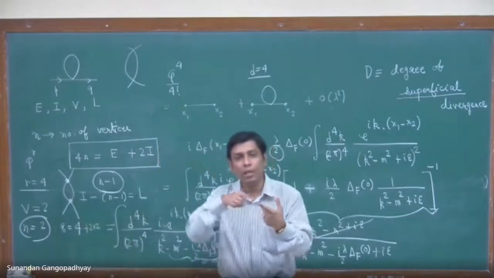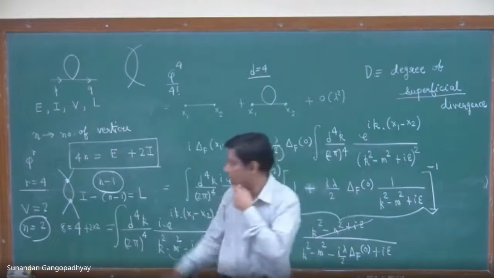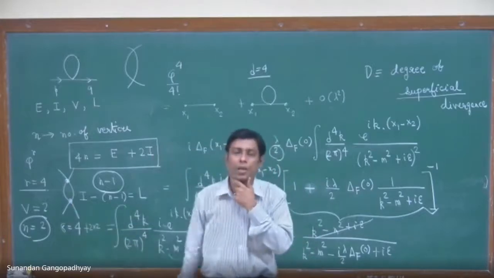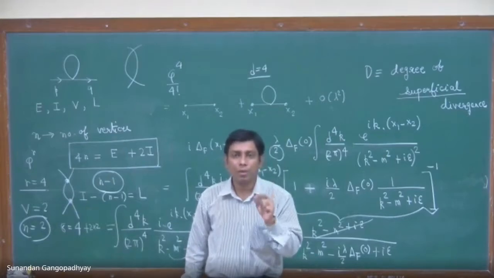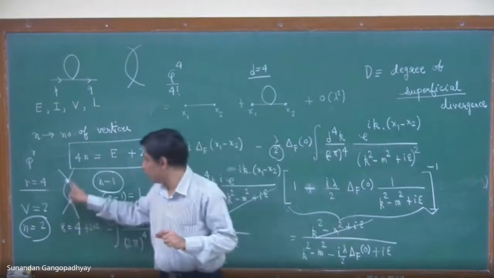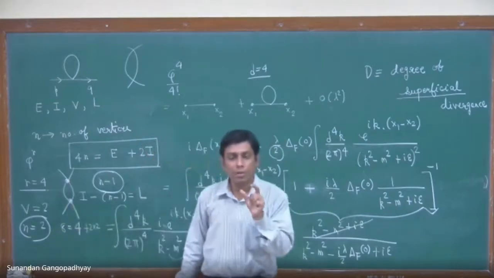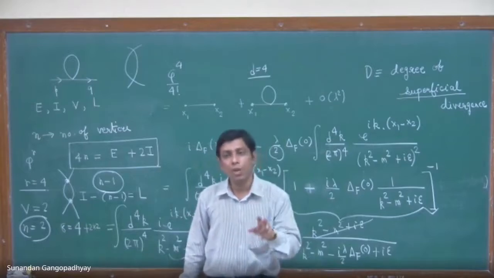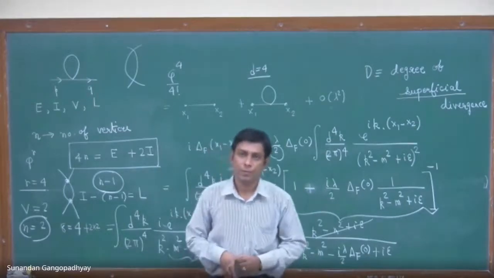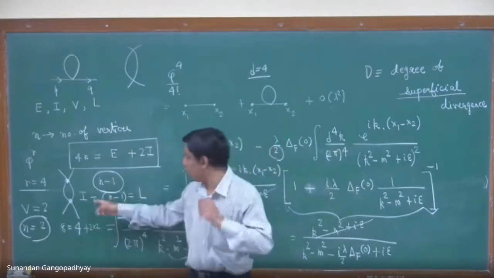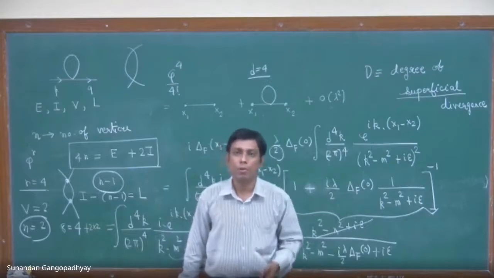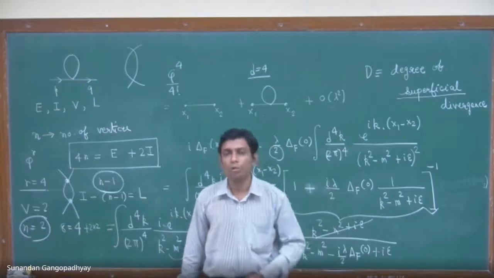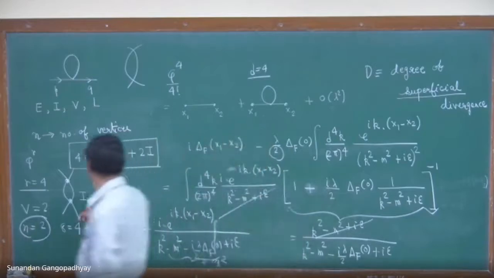If the number of internal lines is I, to every internal line you can attribute a momentum, but not all the momenta are independent. So how will you calculate the number of independent momenta? The number of internal lines minus the number of relations between the momenta will give you the number of independent momenta. That value is I minus (n minus 1), and that is equal to the number of loops, because the number of loops is equal to the number of independent momenta. So you have this relation.